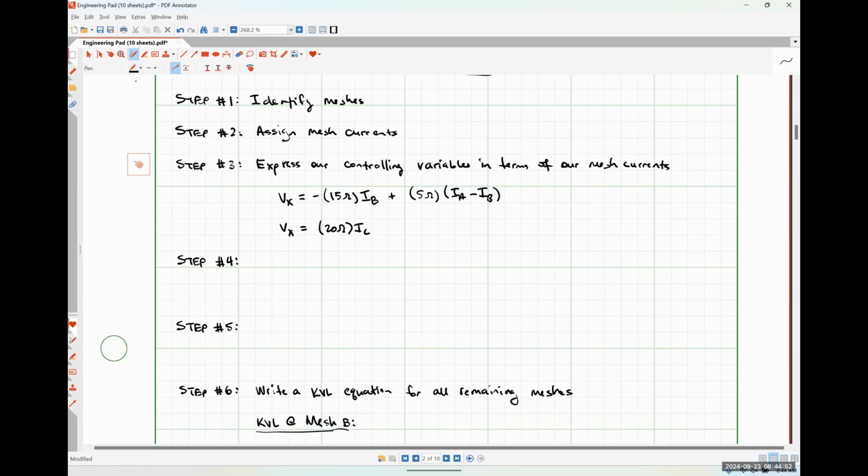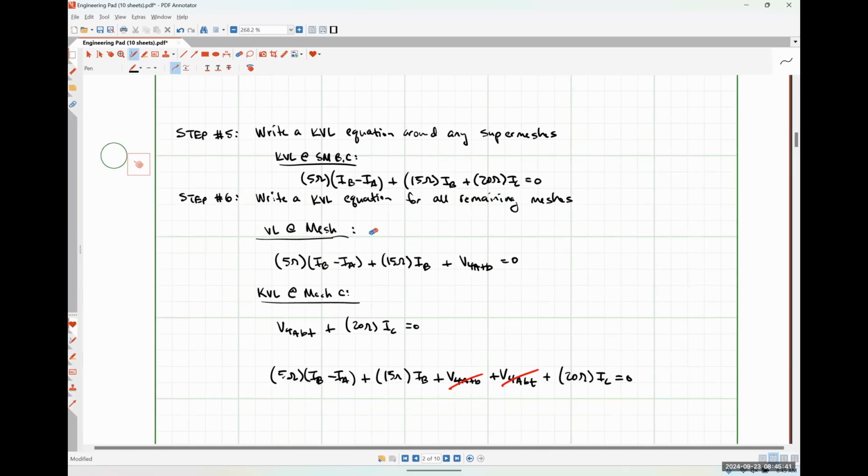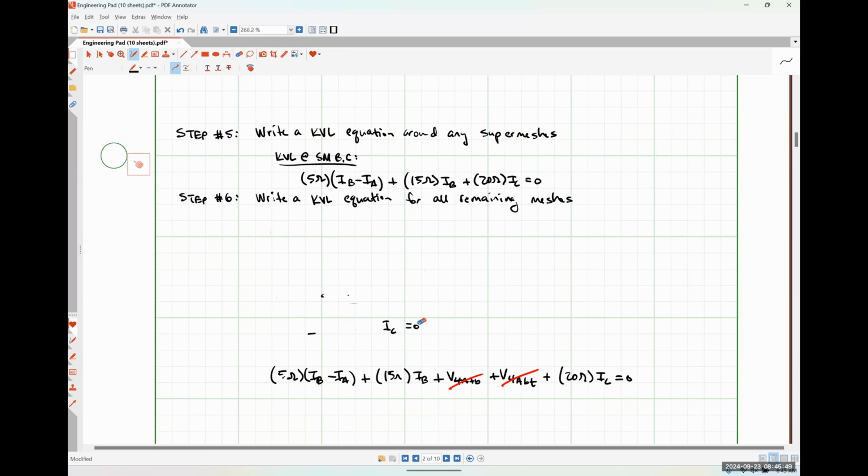So our step number 5 is now going to be write a KVL equation around any super meshes. And I'm just going to take this equation. So KVL at super mesh BC would be 5 ohms times (IB minus IA) plus 15 ohms IB plus 20 ohms IC is equal to 0. Okay. And I'm going to just erase all of this stuff down here because it's no longer useful. We have all of that information contained in our super mesh KVL equation.